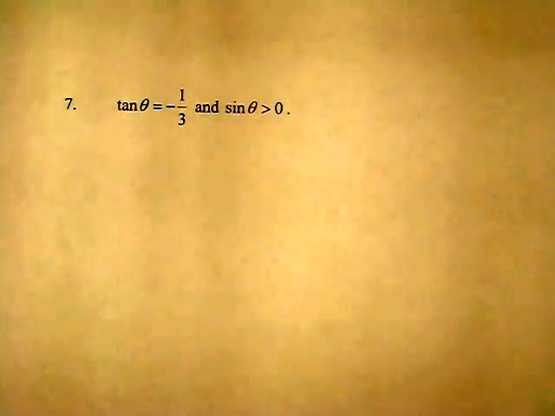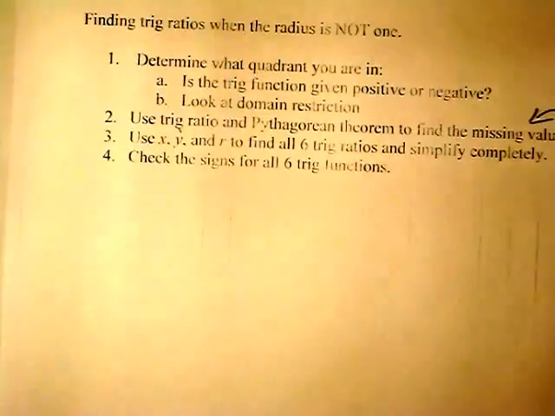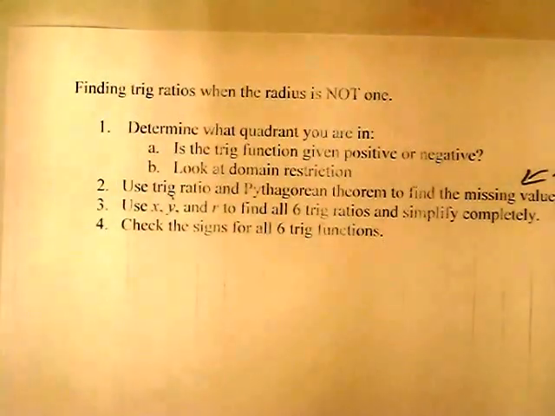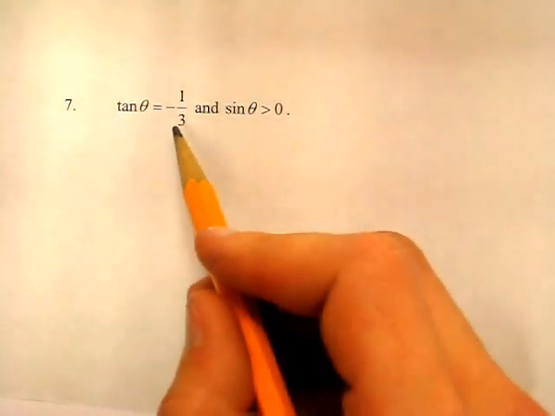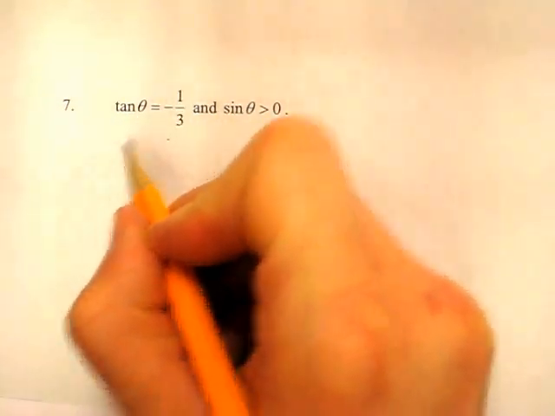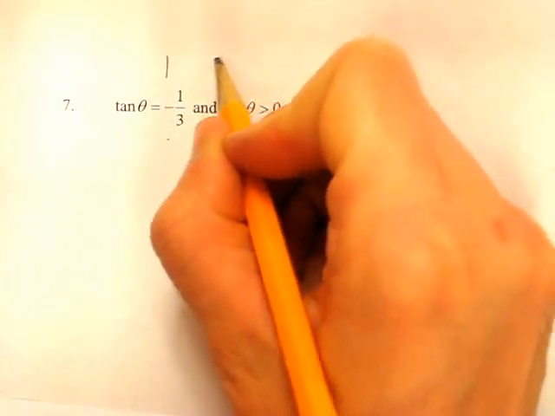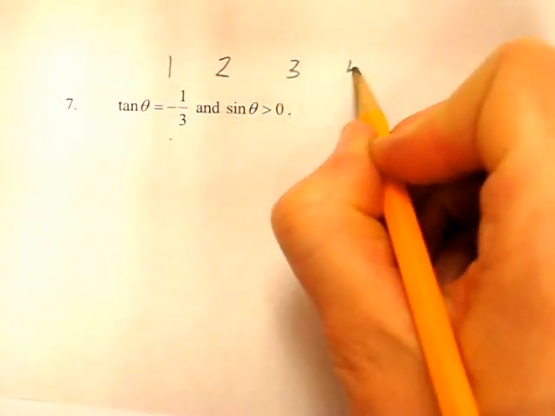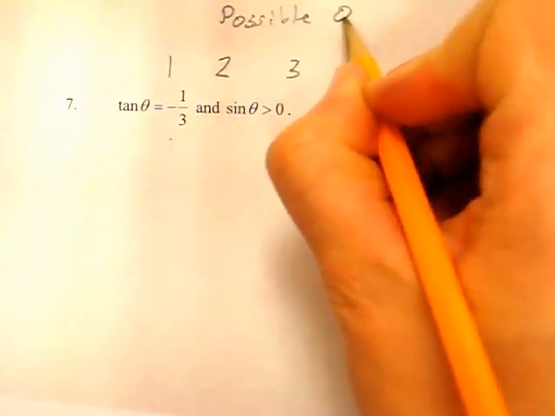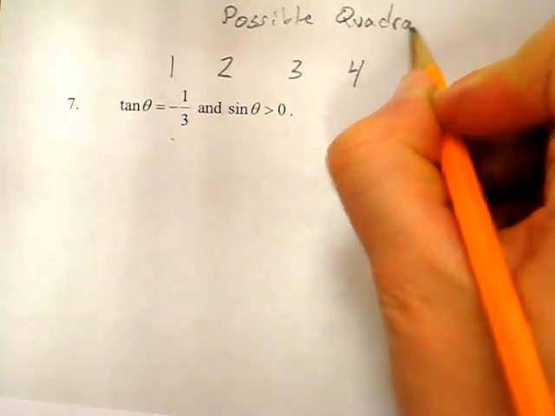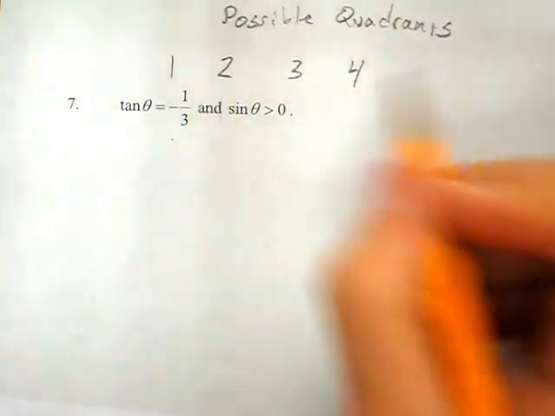So this is the same type of problem, but it presents the information a little bit differently. If you remember the notes that I gave you at the beginning, we have to determine what quadrant we're in, and we're going to use the Pythagorean theorem to do this. So you look, first of all, at the trig function that I gave you. And since it's negative, I'm going to list out the quadrants. This could be in quadrant 1, 2, 3, or 4. So this is a list of the possible quadrants that we could be in.